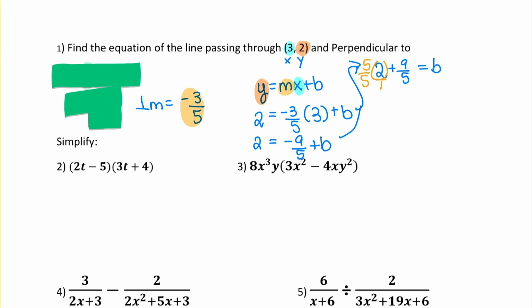And this is really like 2/1. So it's going to be 10/5 plus 9/5 equals b. So we're going to have 19/5 equals b.